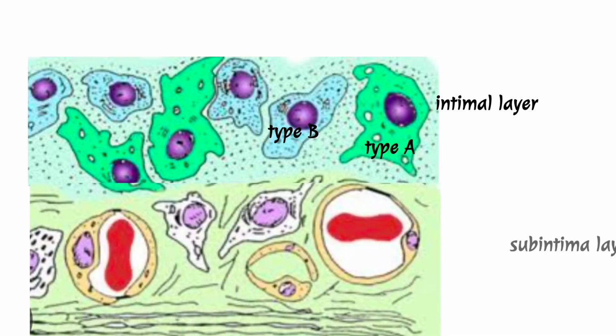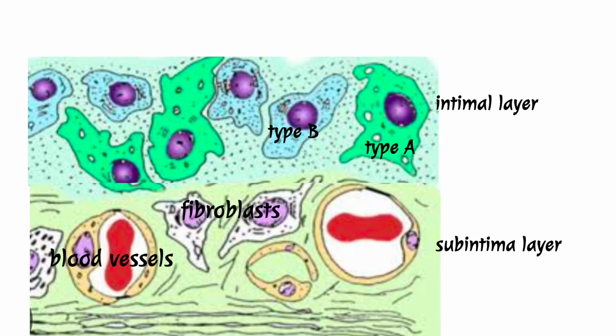Histologically, the synovial membrane has an intimal layer that contains numerous synovial cells. Here, type A, macrophage-like cells, and type B, fibroblast-like cells, are present. The subintimal layer is composed of loose connective tissue containing blood vessels, fibroblasts and macrophages.